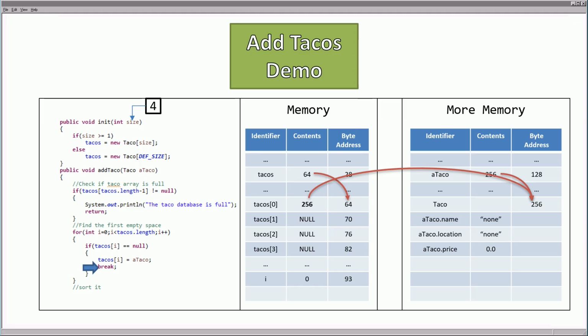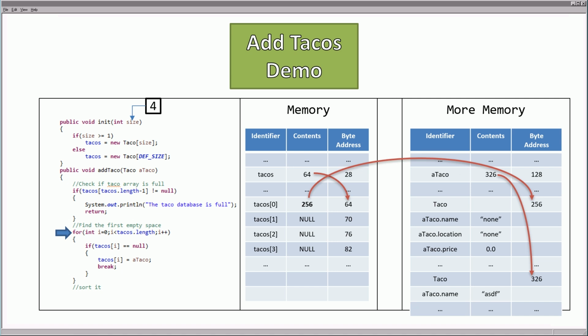When we break out of the loop, we are going to leave this method. When we leave the method, this no longer exists. The parameter aTaco is gone. However, we still have this reference inside of our array as the first taco. Now, let's add another one.